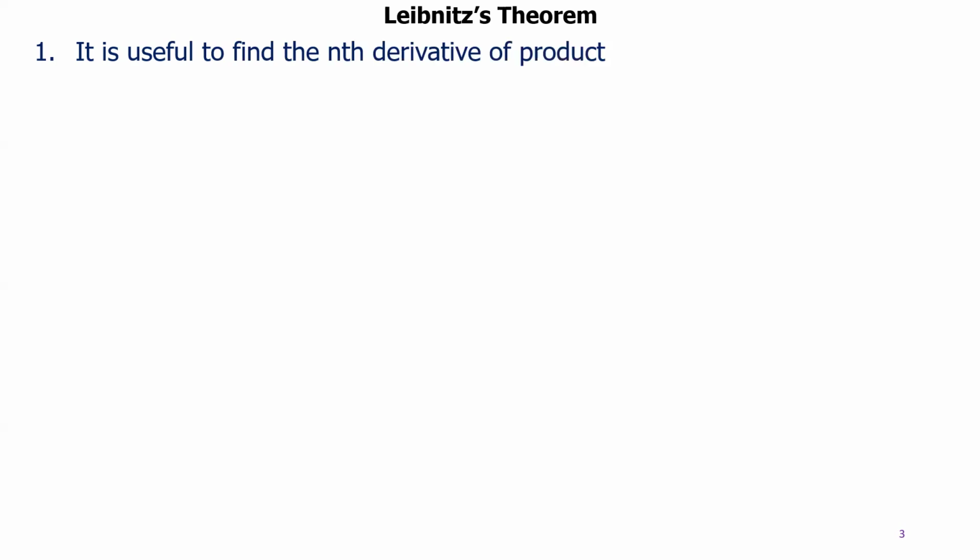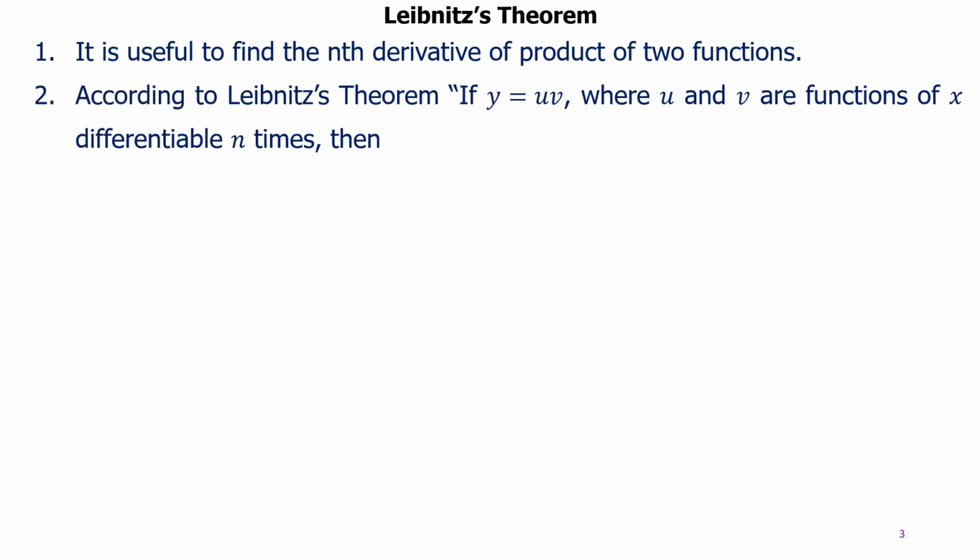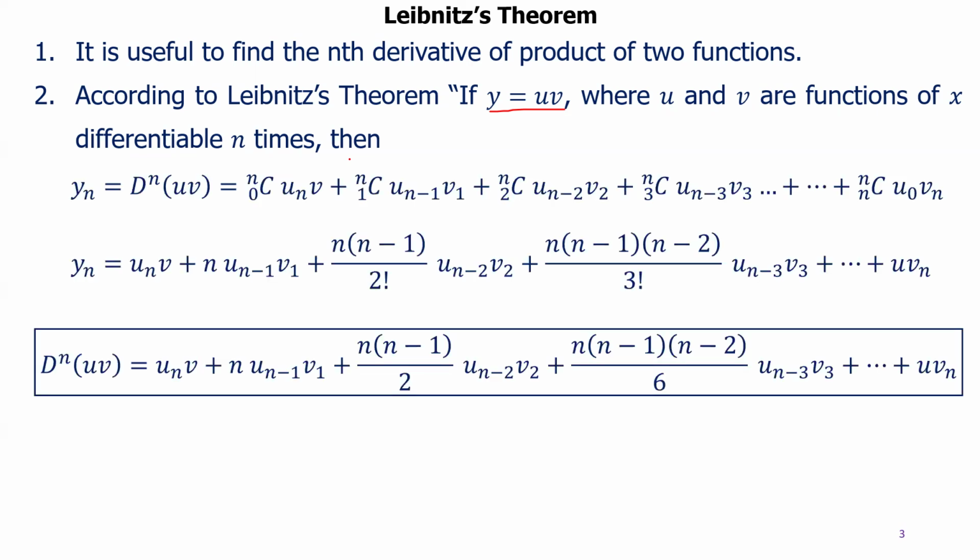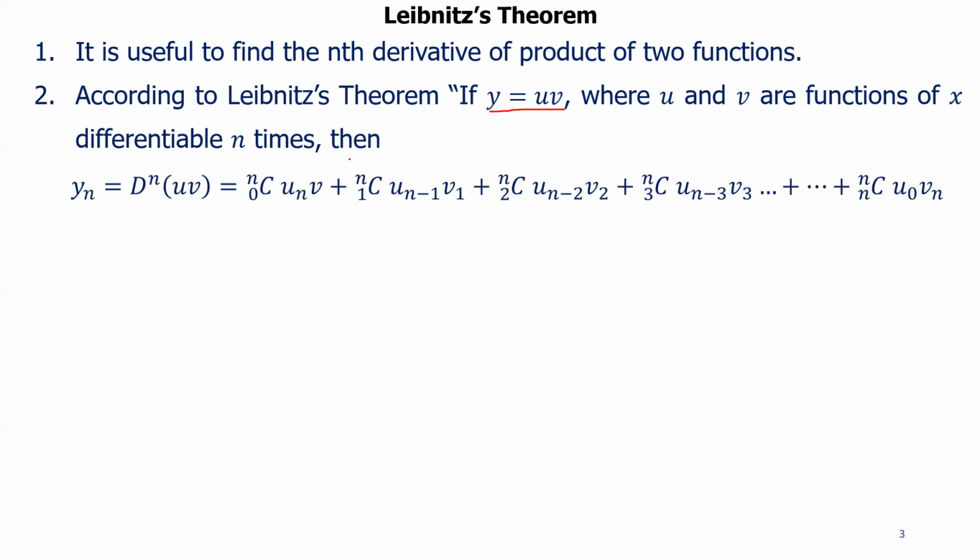In this lecture, we discuss Leibniz theorem. It is useful to find the nth derivative of the product of two functions. According to Leibniz theorem, if y is equal to uv, where u and v are functions of x and differentiable n times, then yn means the nth derivative of y.